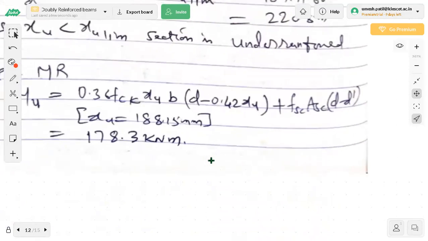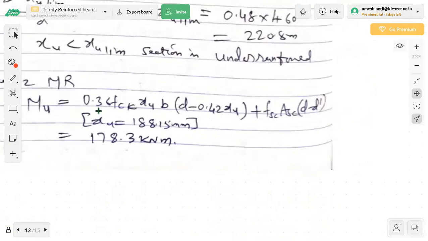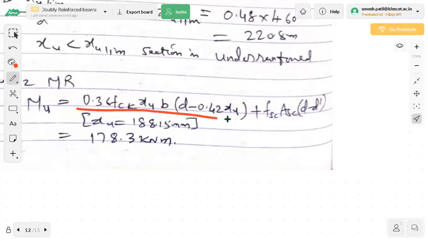What is this formula here? I think in the next class I will come back to this and explain. Mu equals 0.36 FCK, see this formula here. Try to observe this one. The time is about to end now. It has two terms, one is this, one more is this. In singly reinforced, the second term was not there. So FSC ASC into D minus D dash.